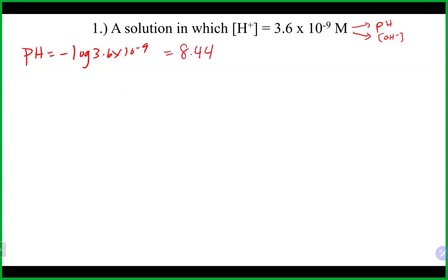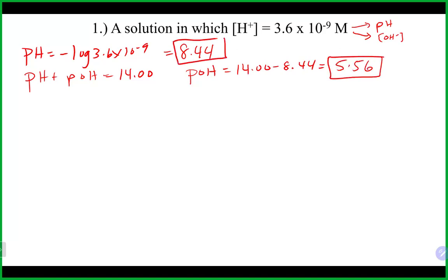Now that I have the pH, I could very easily get the POH by using the relationship we talked about, that basically when you add them together, they equal 14. So that means that the POH in this case would be 14 minus the pH of 8.44. That is going to get me a 5.56, looks like.